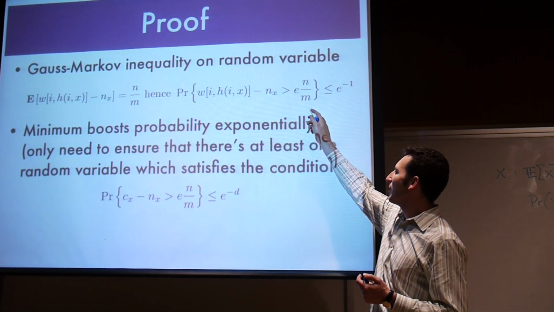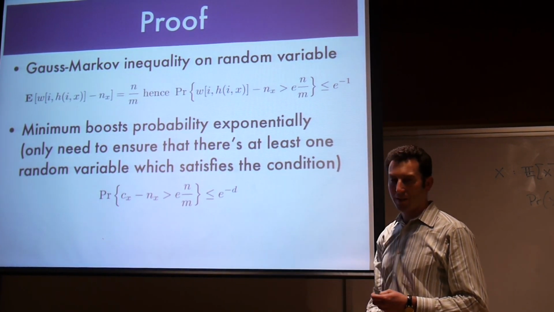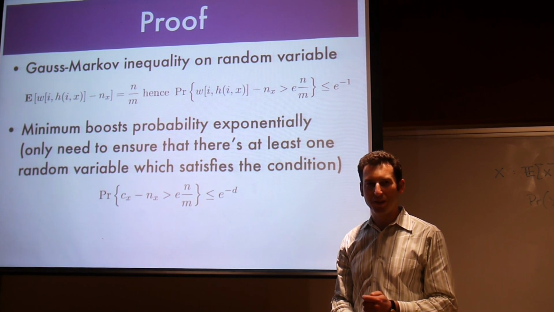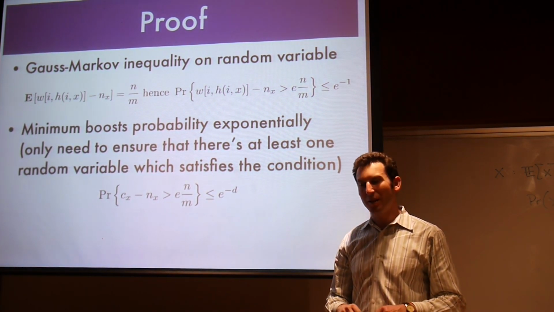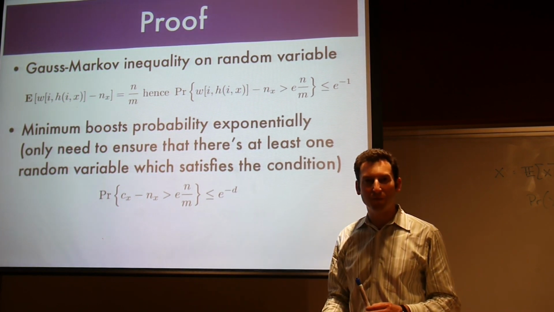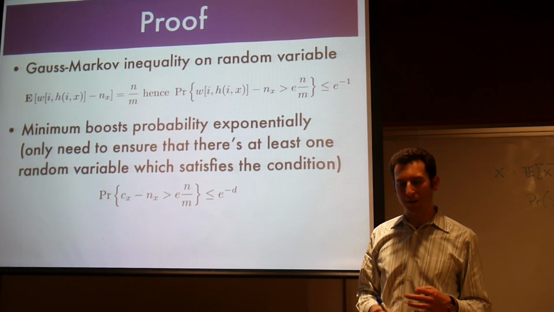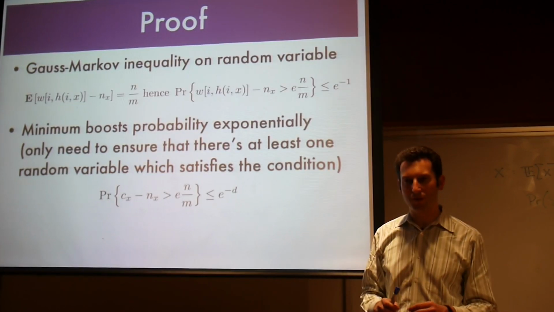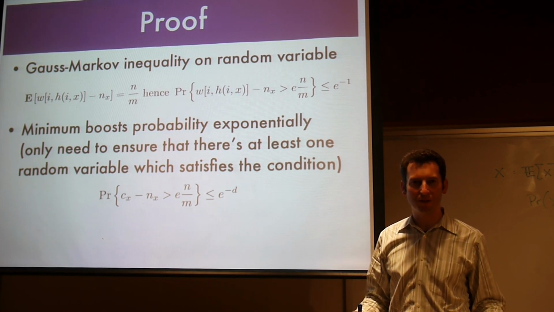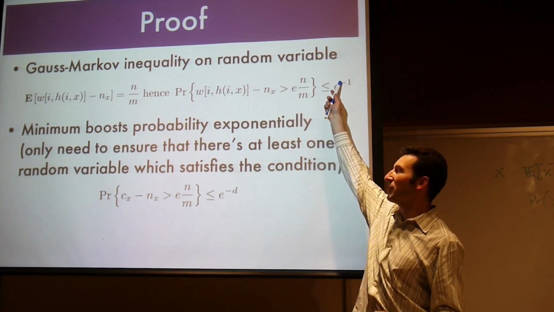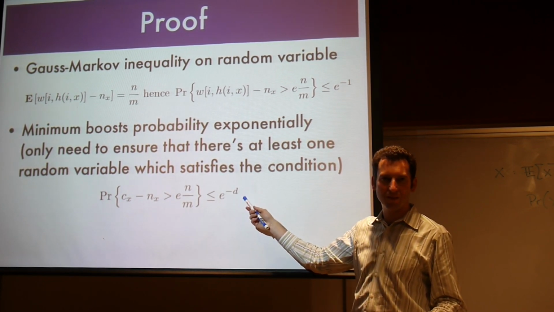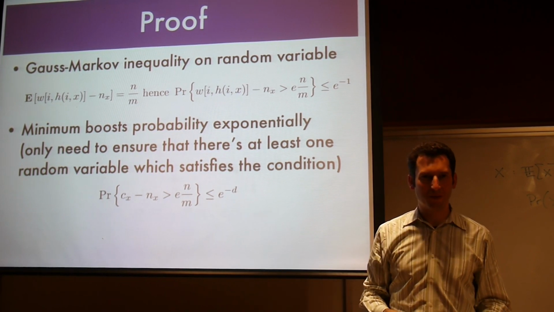Now, if I have one of those bounds, and it can fail with probability 1 over e, and I just so happen to have d of them, the probability that all of them fail, since they all can fail independently, since I've constructed those sketches independently from each other by using d different hash functions, is now that failure probability raised to the power d, which is just e to the minus d. That's how the proof works.